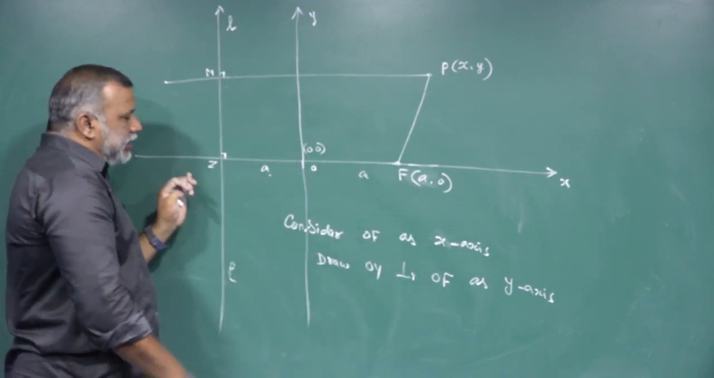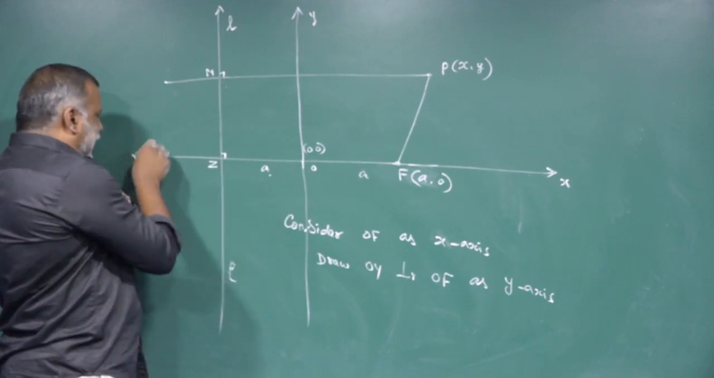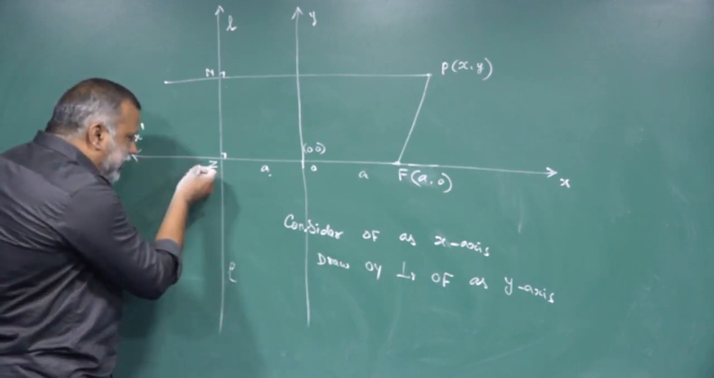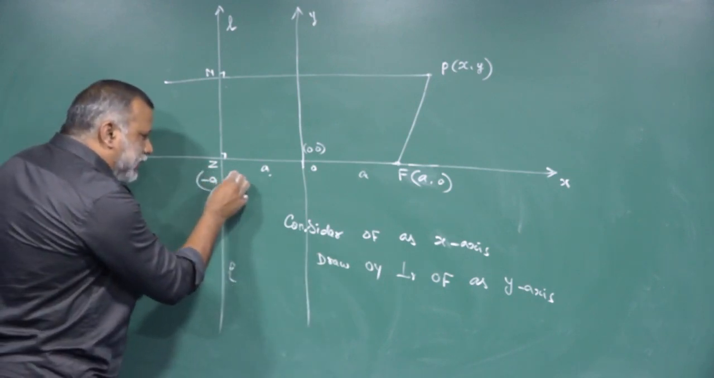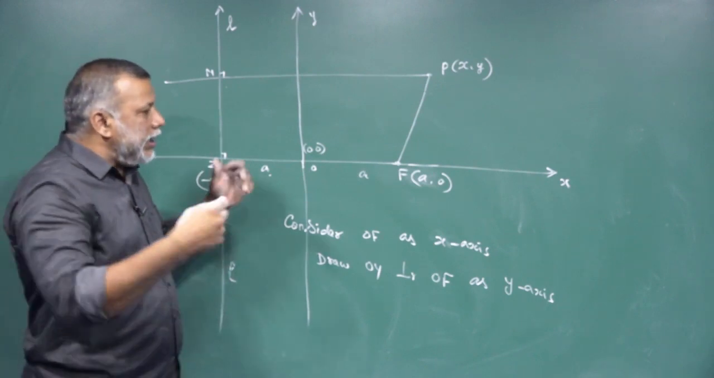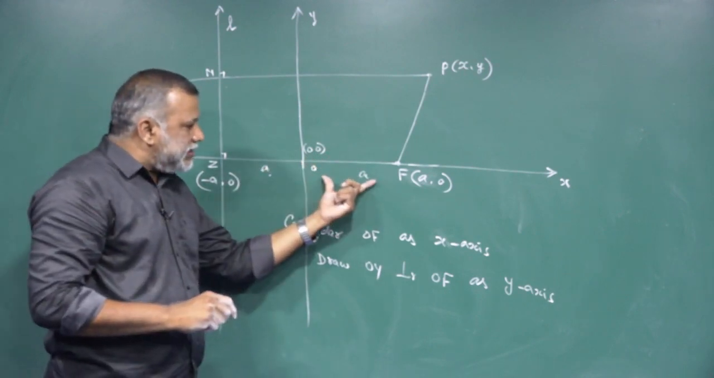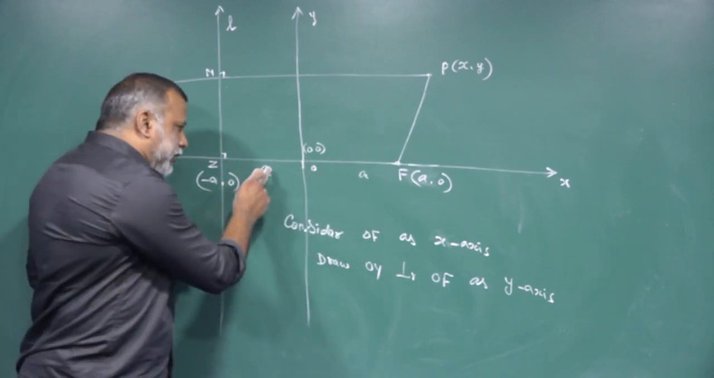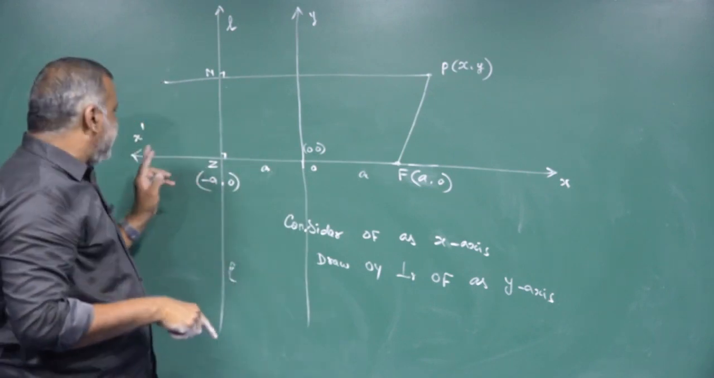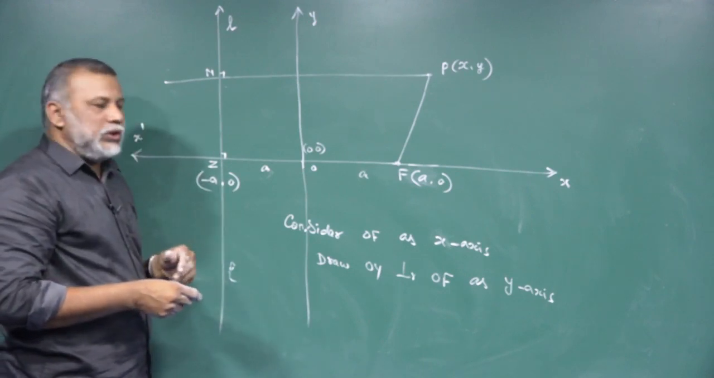Now consider this side. OZ is also a. Now Z lies on x dash, that is the negative direction of x-axis. Therefore, this point must be minus a, 0. Initially, I explained OF and OZ are equidistant. This is a unit, this is also a unit. But it lies in the negative direction of x-axis, so it should be minus a, 0 only.